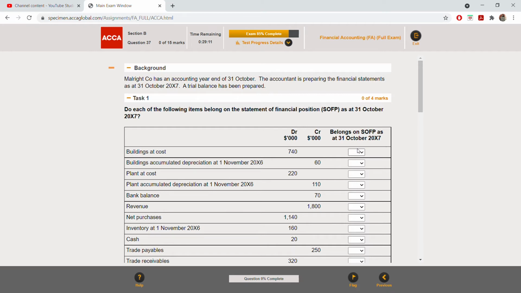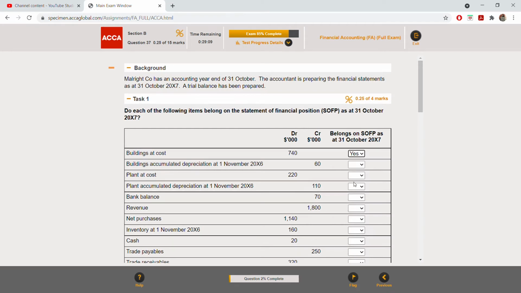So building at cost, it is debit. Yes. Accumulated depreciation. No. Accumulated depreciation is something you deduct. You don't include it there. Plant at cost. Yes. Plant accumulated depreciation cost. No. Next we have the bank balance. Bank balance could be debit or credit. So yes. Then we have a revenue. Revenue is no.